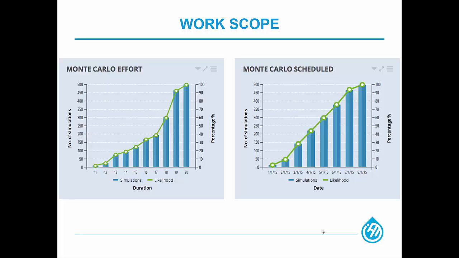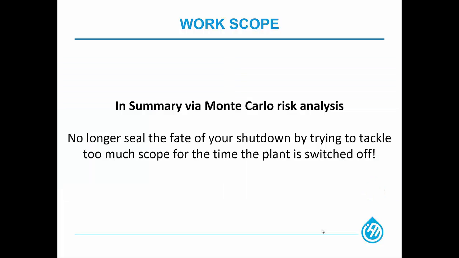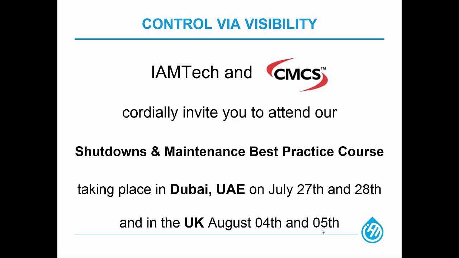Now, when we rerun the Monte Carlo model, it may be that we have to rationalize the scope further, but eventually, you can come to a point where you have removed activities that are of low impact to the plant's ongoing operation. But the scope is now achievable within the 10-day time window that the plant is going to be switched off. You now have a high degree of confidence that the scope can be achieved. Now you can commit to doing your detailed planning and execution of the event with a greater confidence that it is achievable. That concludes my presentation today.